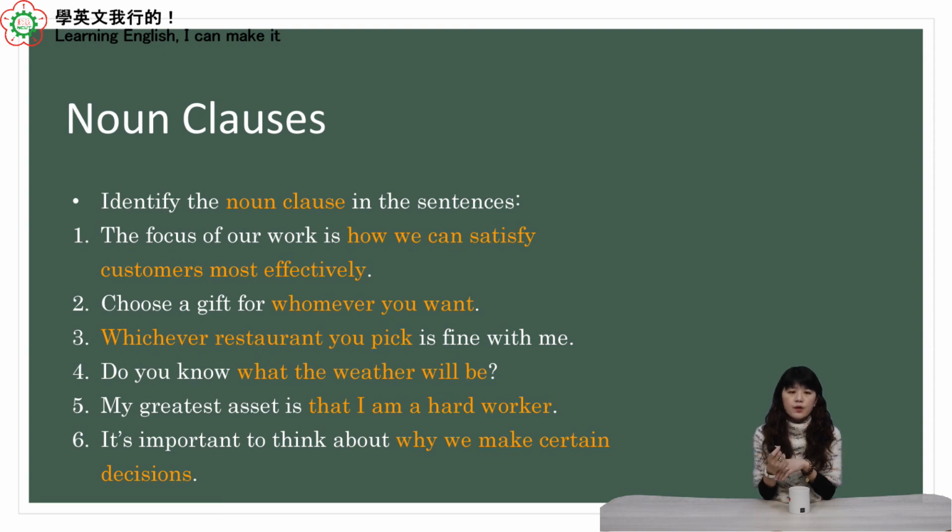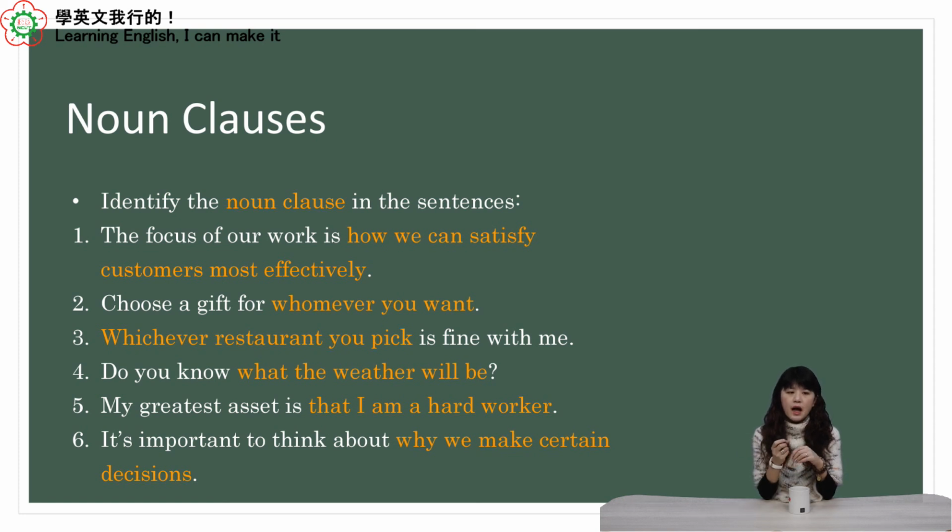Sentence number 3: whichever restaurant you pick is fine with me. Again, this is a simple sentence, and the subject is actually a noun clause, whichever restaurant you pick, and the verb is "is fine with me." Sentence number 4: do you know what the weather will be? So you have the subject, you have the verb, and you know what? This is the noun clause as the object in the question: what the weather will be.